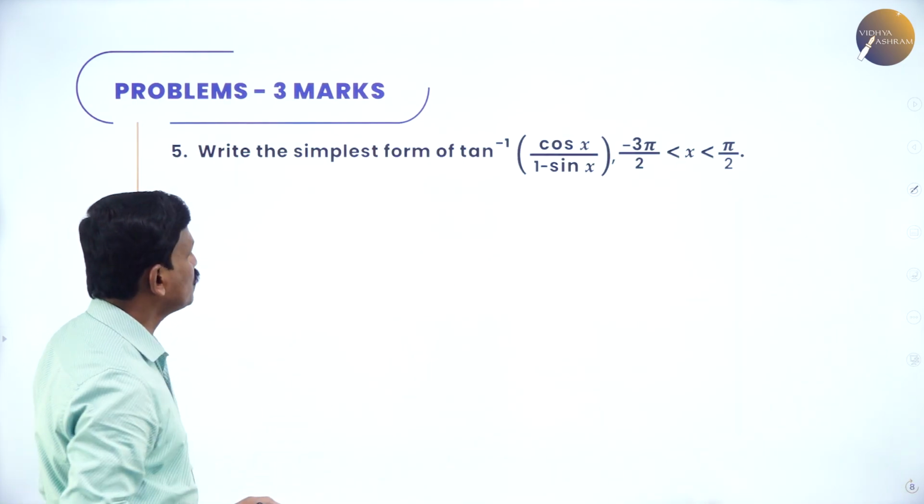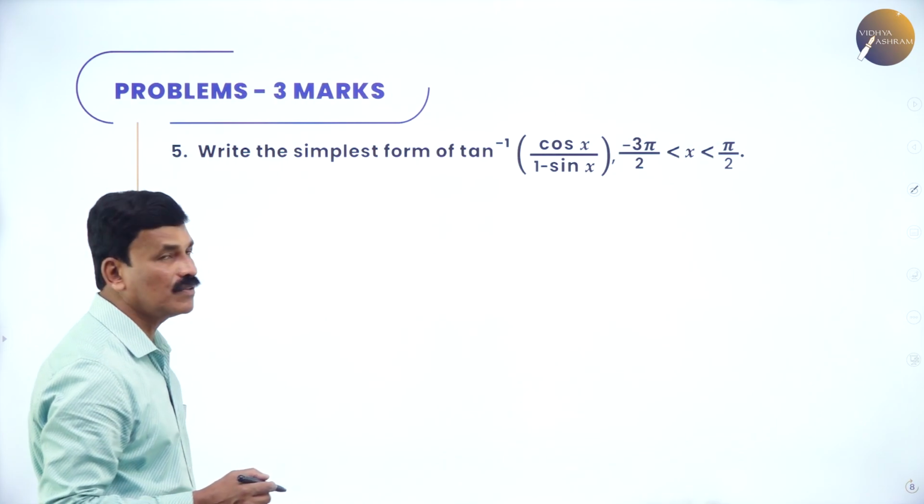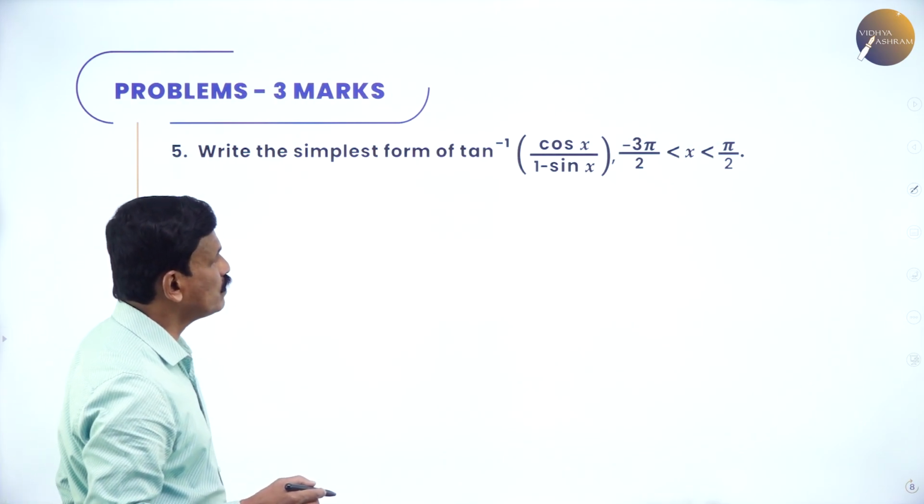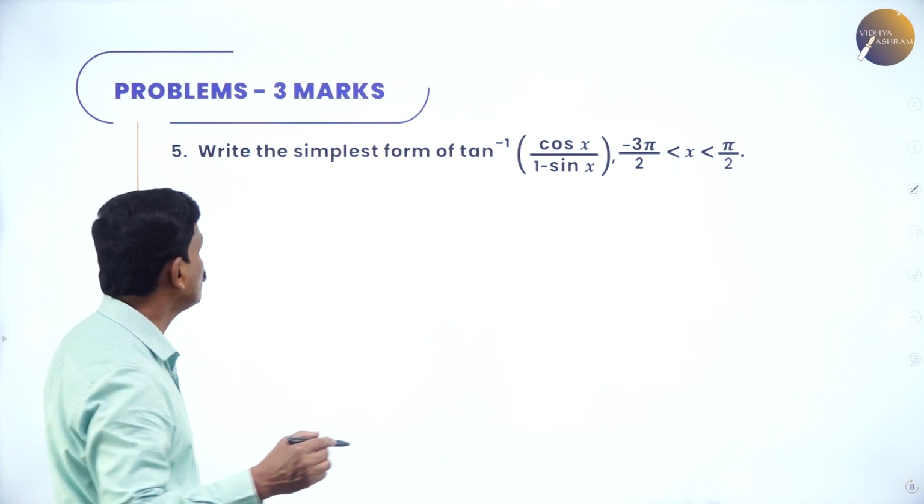Now write the simplest form of tan inverse of cos x divided by 1 minus sin x, where minus 3 pi by 2 less than x less than pi by 2.